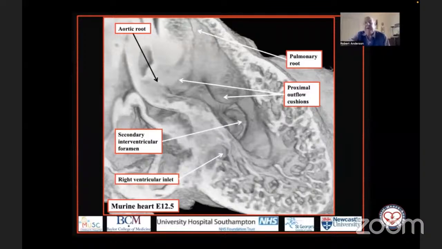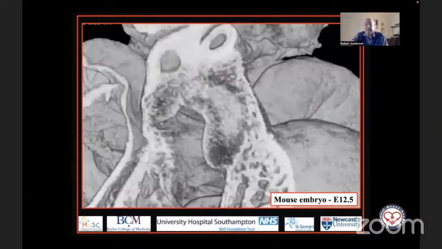And it is the formation, the fusion of these outlet cushions that will put the aortic root into communication with the left ventricle. So how does that happen? Well, let's look in a little more detail at these outflow cushions. So this is the same data set.